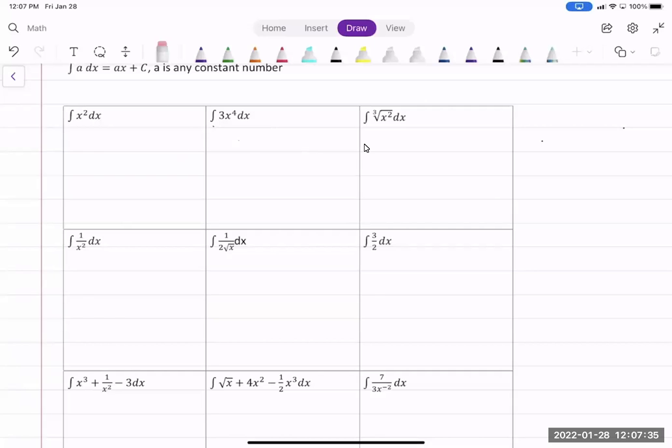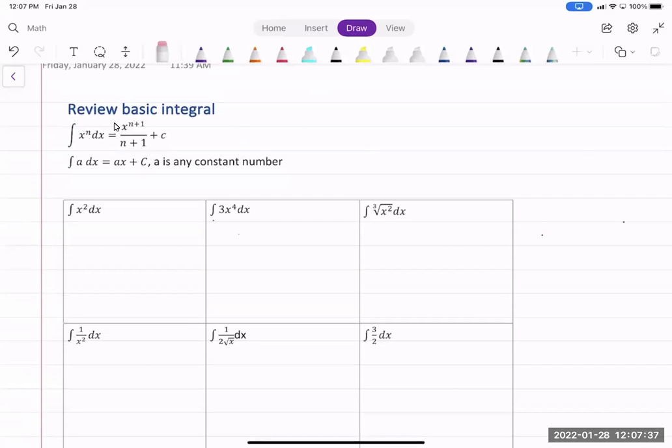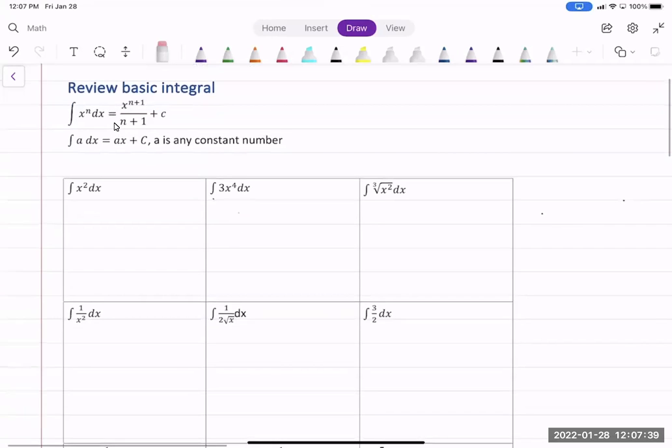Hi guys, in this video I'm going to review some basic integral rules. The first rule is the constant rule. If you have the integral of any number, you can write it as ax plus c. It's just that constant times the variable, and then plus c.